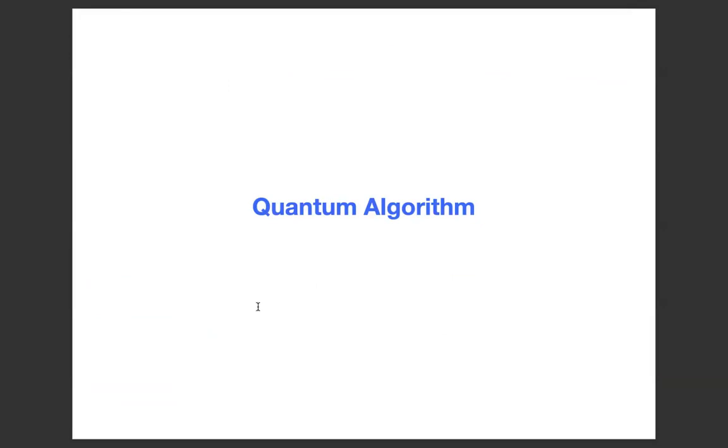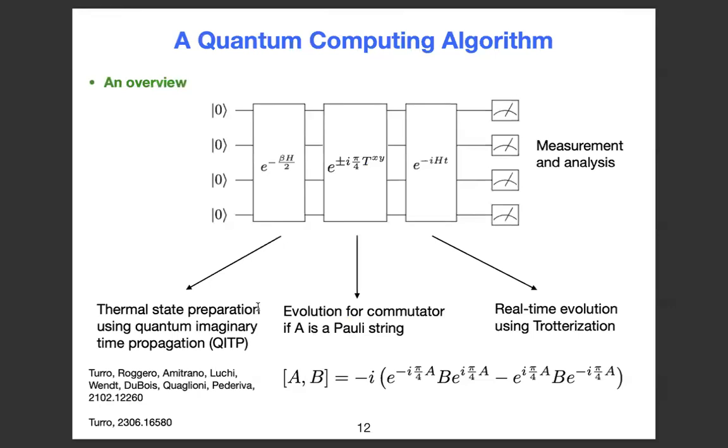And here is the quantum algorithm to do that. The quantum algorithm consists of 4 parts. First, the qubits describing the system are all in the 0 state. And we need to first prepare the thermal state because the correlation function is defined for the thermal state. In this work, we use the quantum imaginary time propagation method to prepare the thermal state. This QITP method was first developed by the collaboration between the Trento group and the Lawrence Berkeley National Lab. But it was further developed by Francesco Turro to use it for thermal state preparation.